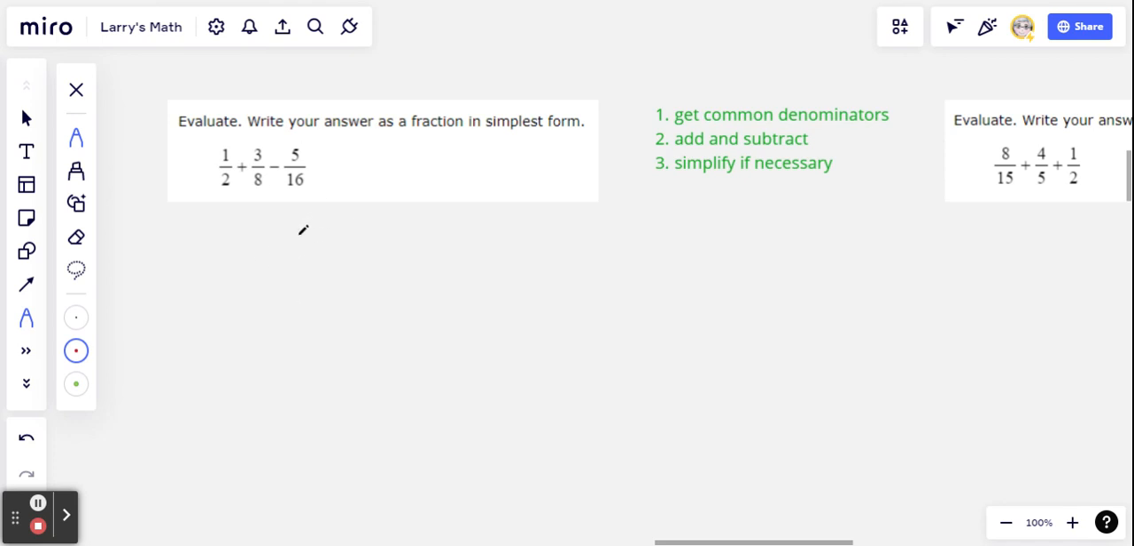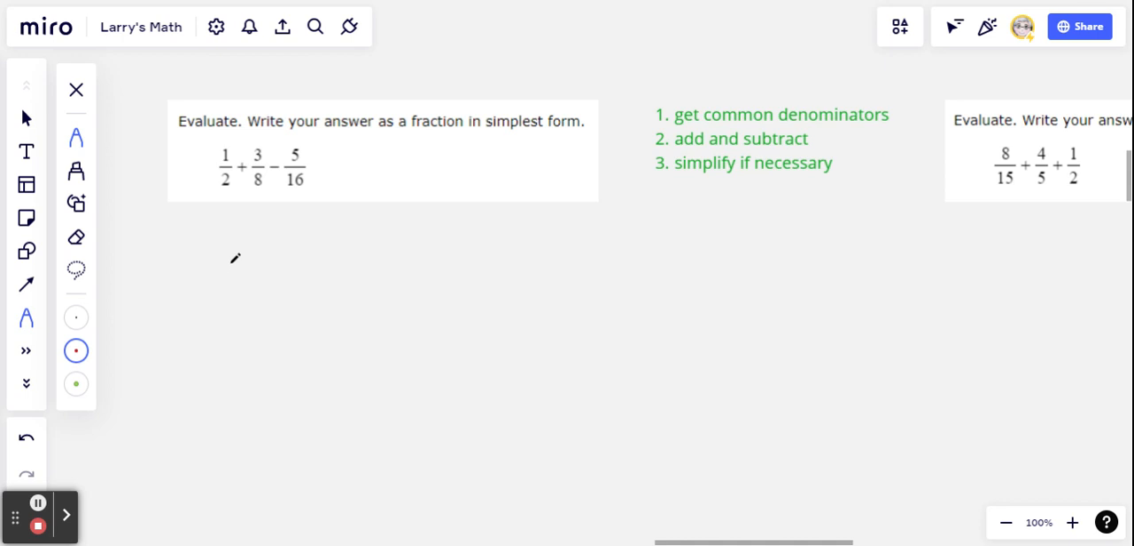The general process here is we want to get common denominators first. So that's the first step, get common denominators. Once you do that, you can add and subtract the numbers on the top, put that over the common denominator. And then once you've done all that, you might have to simplify that fraction to put it in simplest terms. So let me show you how I would go about this.